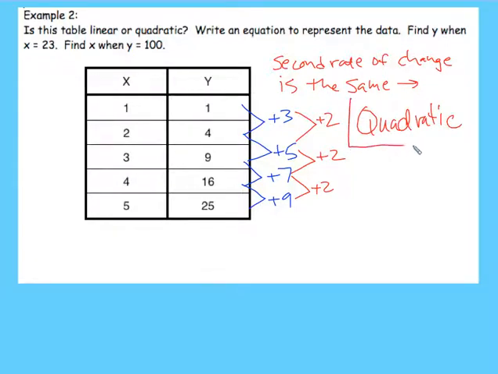Now, it is possible that neither one of them are all the same, but in this class, it will either be linear or quadratic. So either the first rate of change is the same or the second one. But that doesn't mean that in the future you won't see examples where they're not all the same.